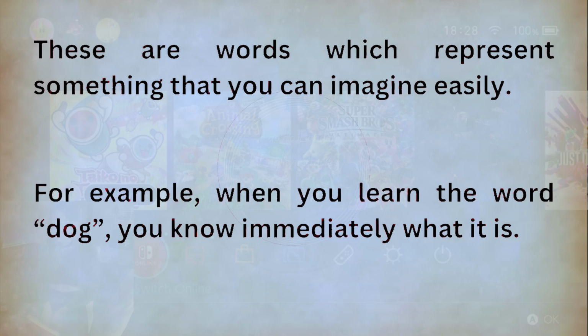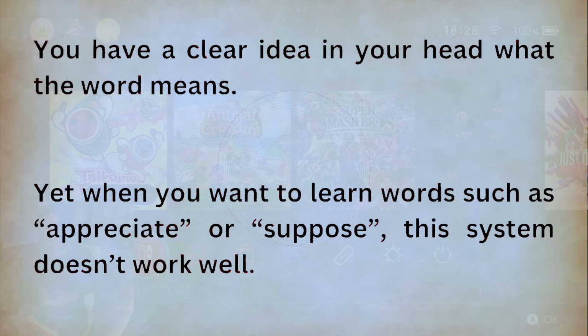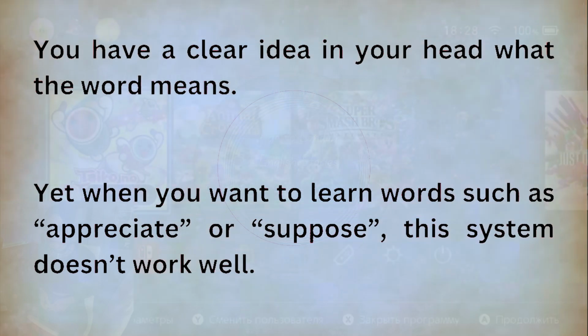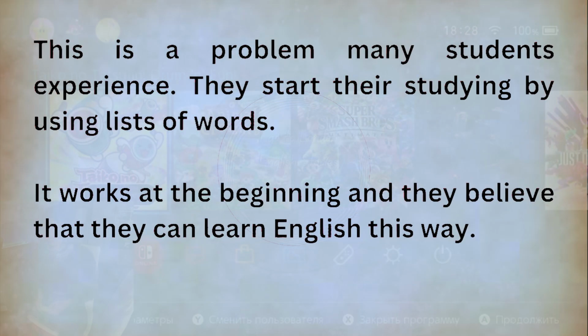These are words which represent something that you can imagine easily. For example, when you learn the word dog, you know immediately what it is. You have a clear idea in your head what the word means. Yet when you want to learn words such as appreciate or suppose, this system doesn't work well. This is a problem many students experience. They start their studying by using lists of words. It works at the beginning, and they believe that they can learn English this way.